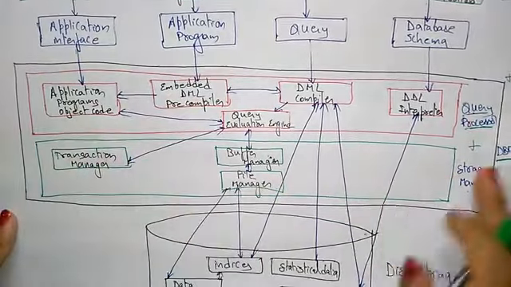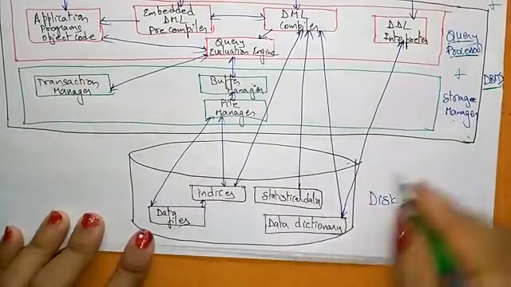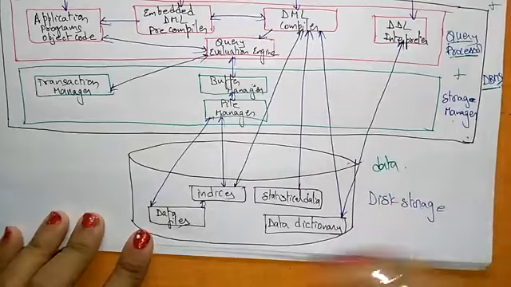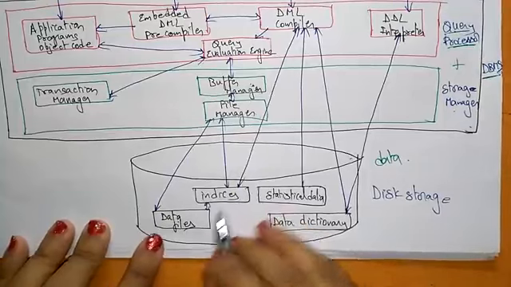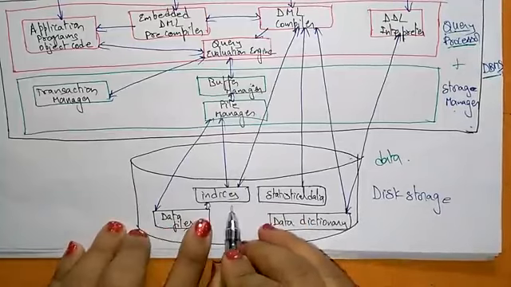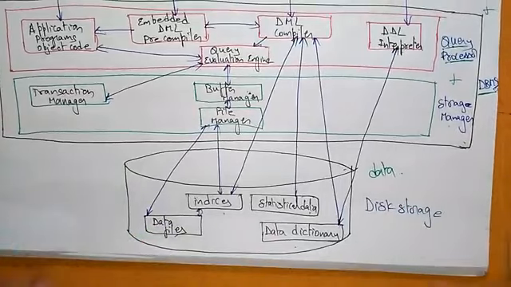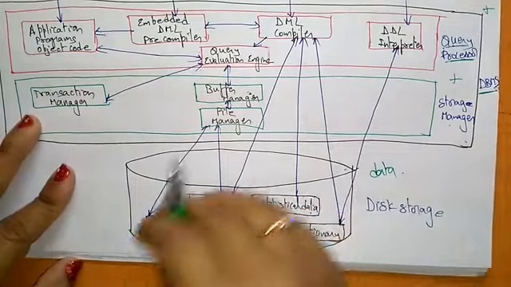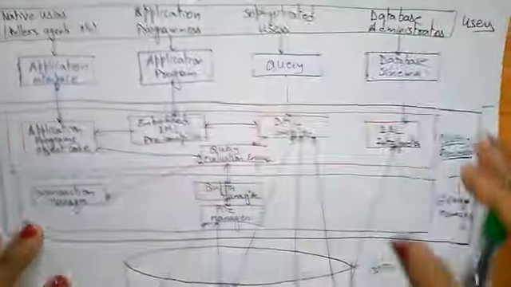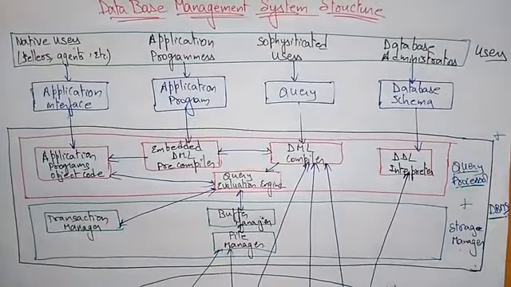So this is completely the database management system. And coming to the disk storage, it stores the data. Completely, the data will be stored in the disk storage. It has the data files, indices, statistical data, and the data dictionary. Based on that, the query will connect with the particular fields, retrieve the data, and display it to the user. So this is the database management system structure. Thank you.